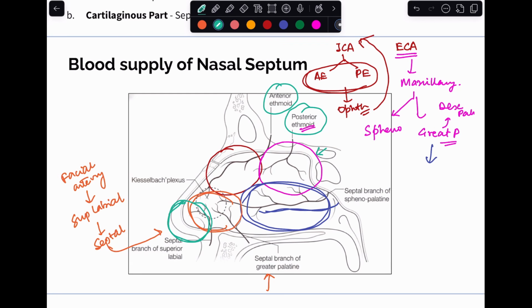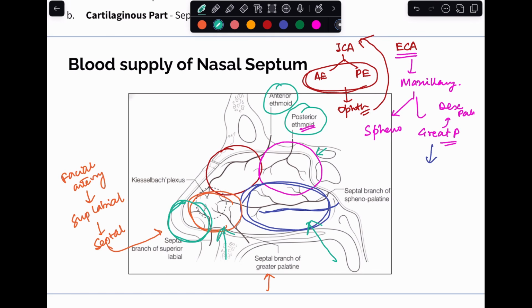Now next, moving on to the external carotid artery system, we have 3 branches coming from here. 2 of them are coming from branches of the maxillary artery. So we have the sphenopalatine artery, which gives a posterior septal branch to supply the posterior-inferior part of the septum. And then we have the greater palatine artery, which gives off a septal branch to supply the antero-inferior part of the septum. Lastly, we have a branch coming from the facial artery.